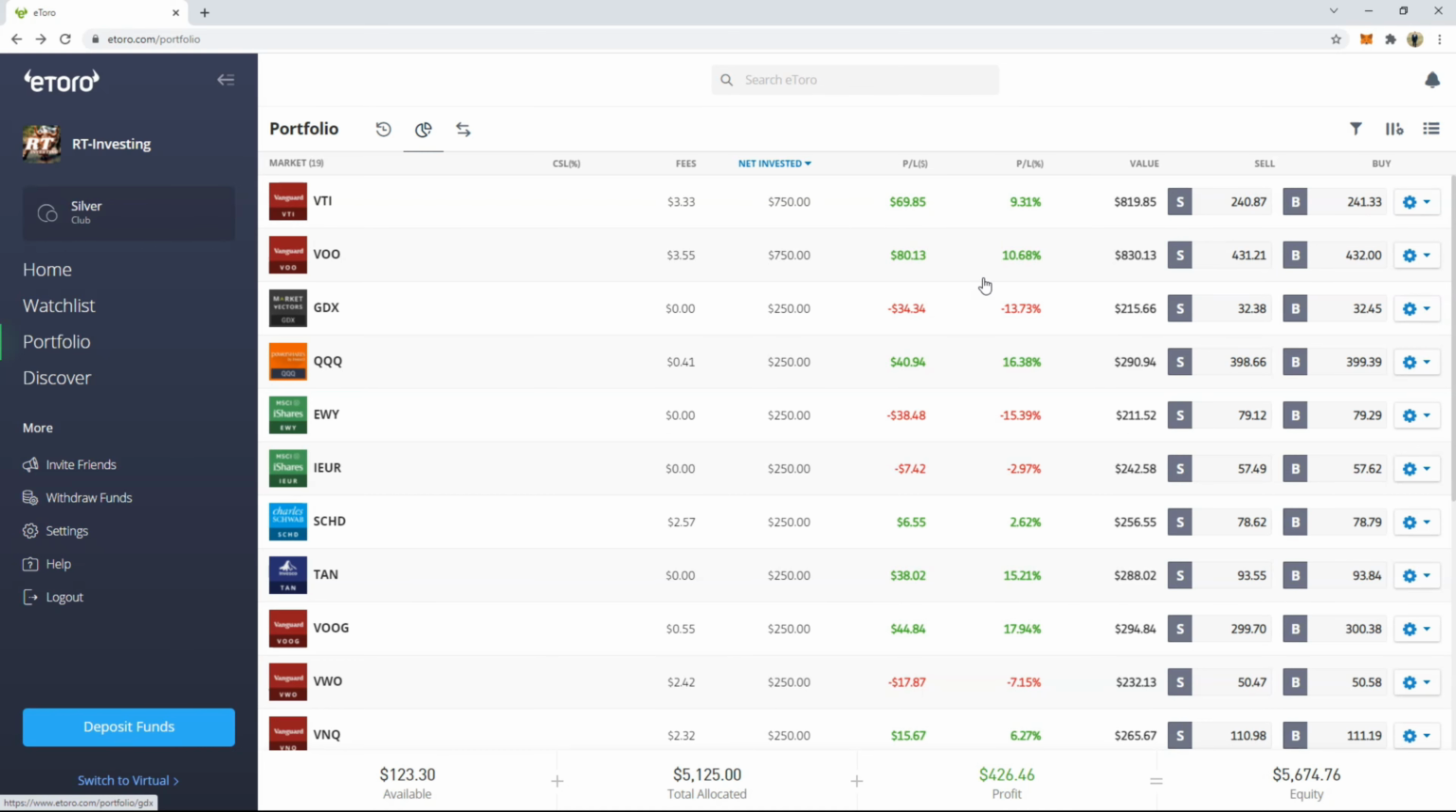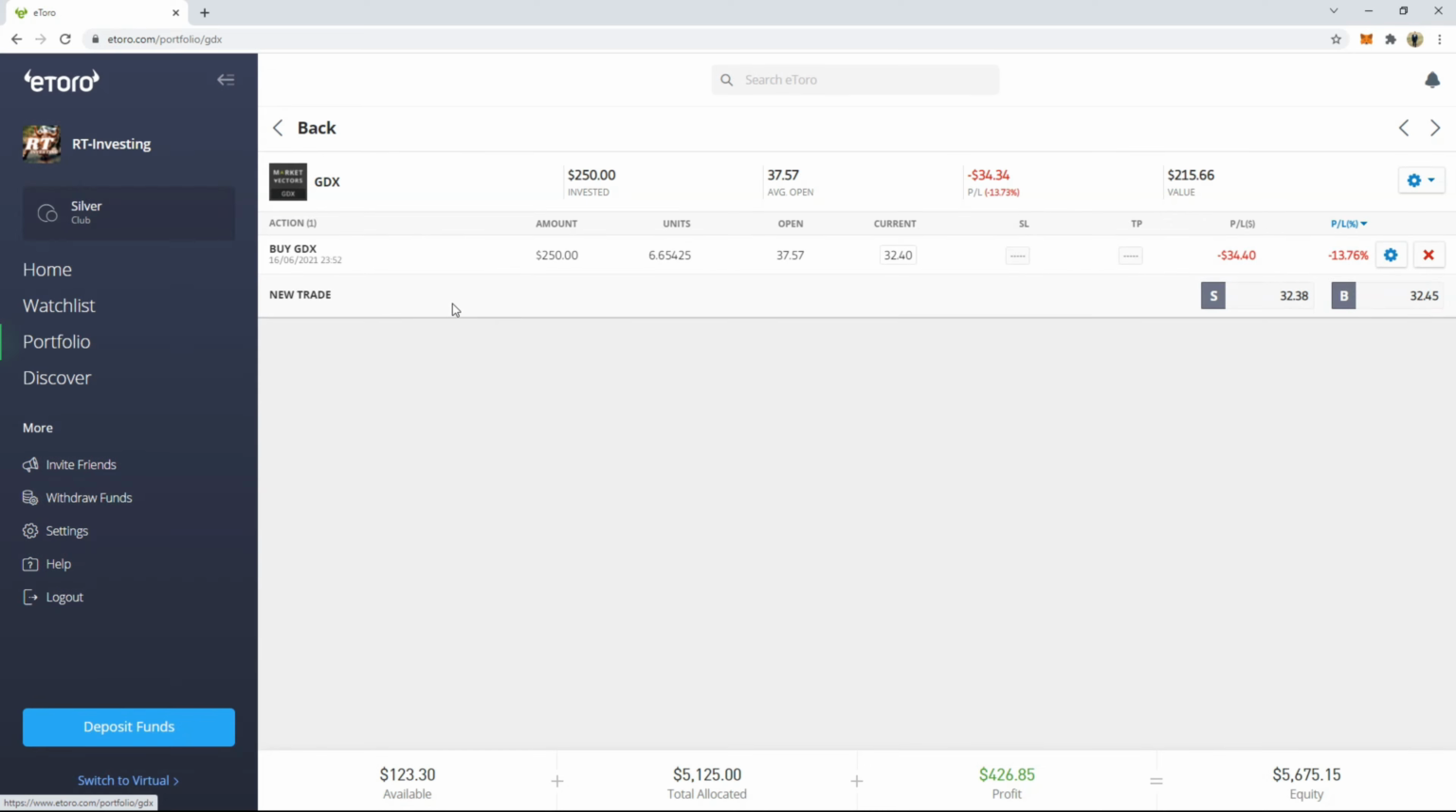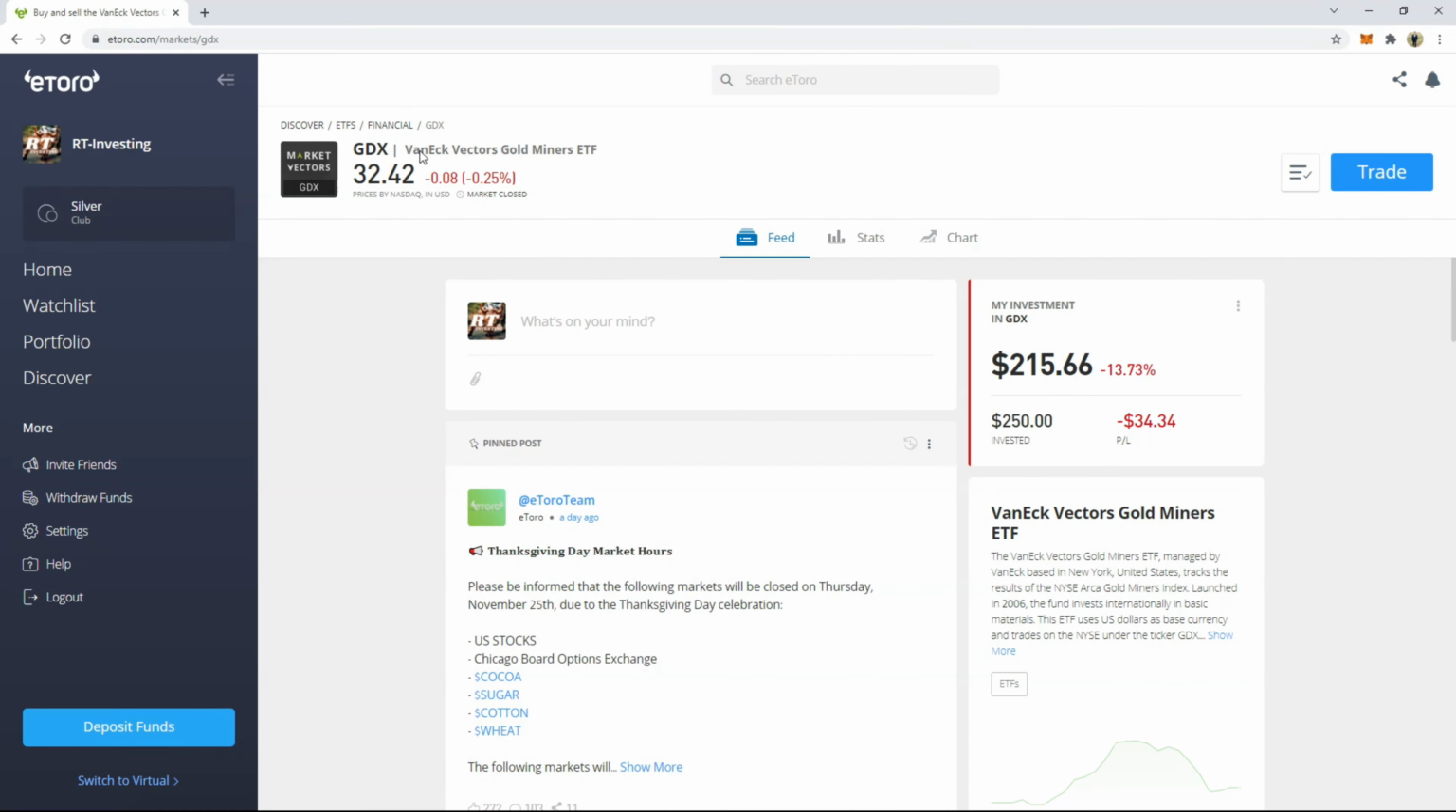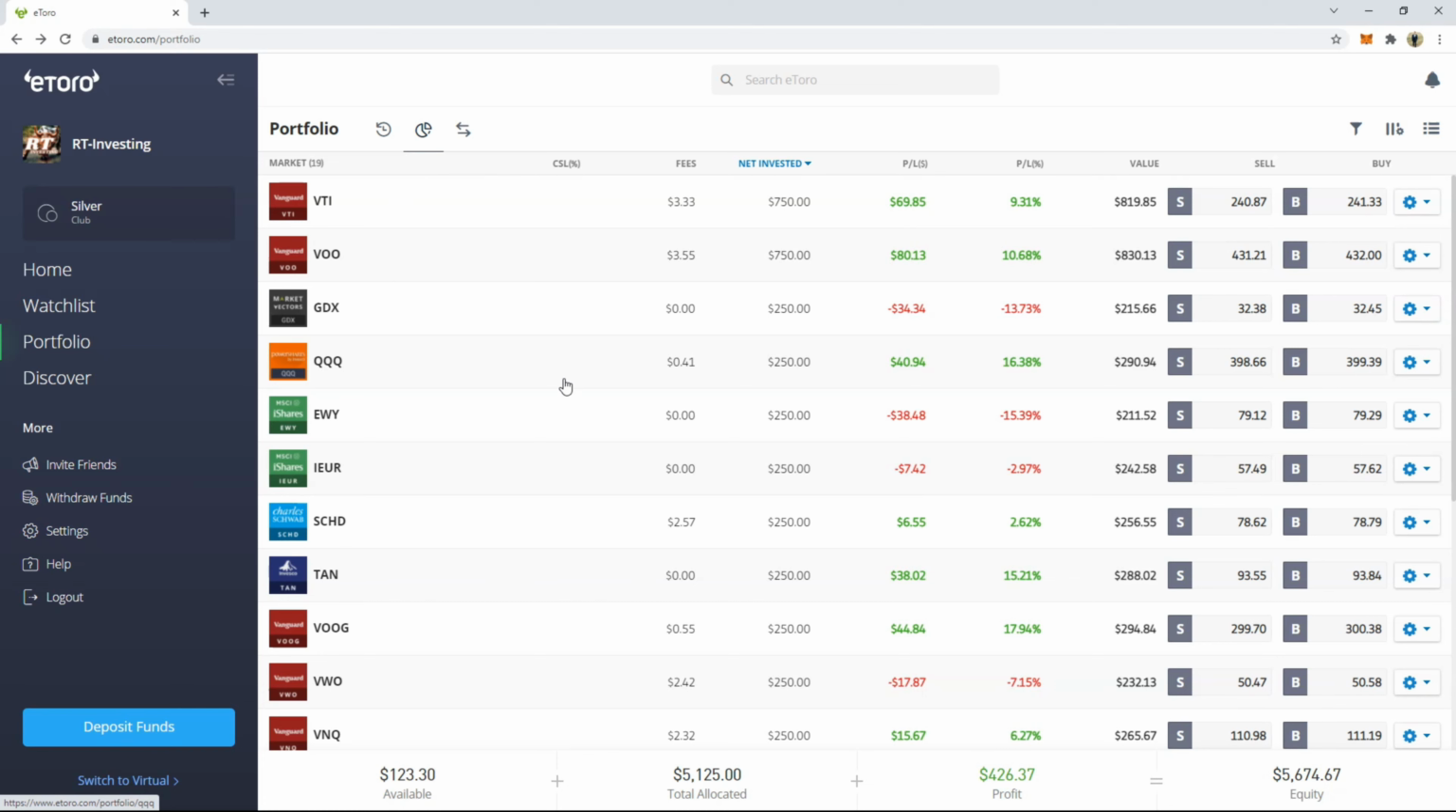All right, so VTI, VOO, both up almost 10%. You can see the gold, the GDX, which is the Van Eck Vectors Gold Miners ETF. This is basically all the big companies. You get another one, which is the junior one, which is the smaller cap companies, but this is the large cap companies. Obviously, if the price of gold goes down, then so do these companies' values. All right, then QQQ, which is our Nasdaq, that's up quite substantially in six months, five months.